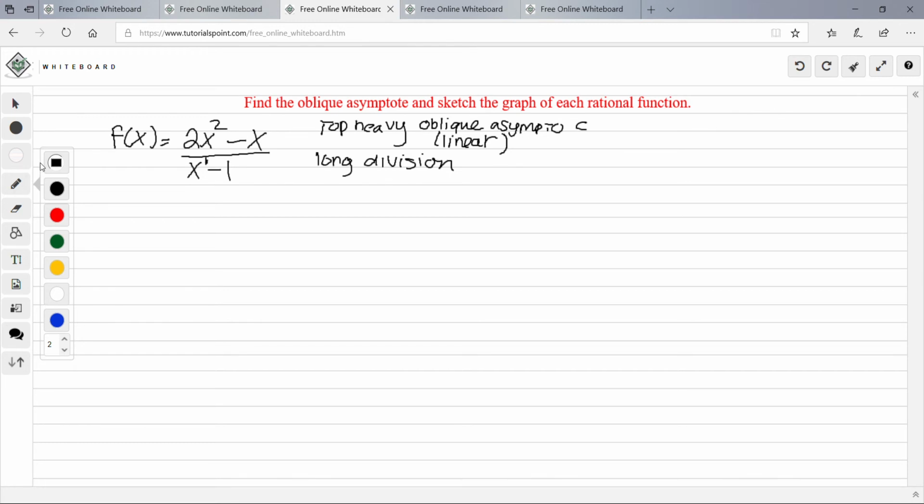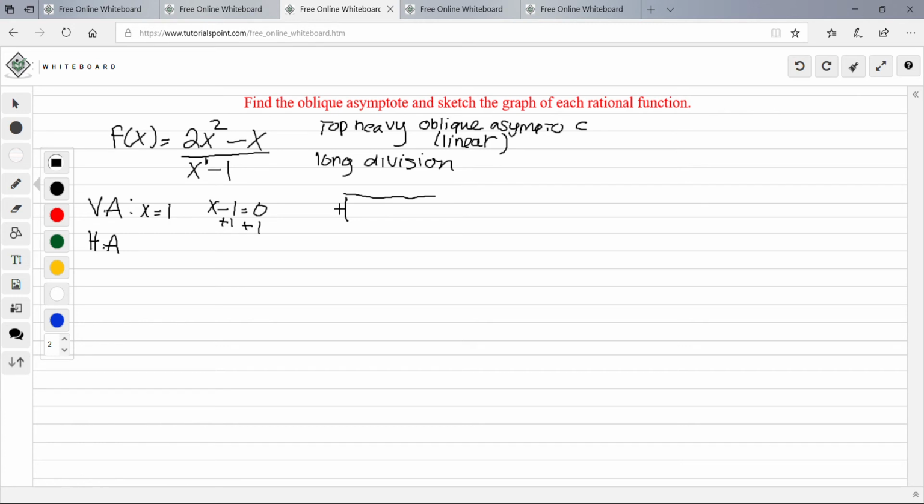So let's find our VA first. Our VA is when you set the denominator to 0, so x minus 1 equals 0, and you add 1 to both sides. So our VA is x equals 1. Let's find our HA. Since it's top heavy, we're going to have to use long division.